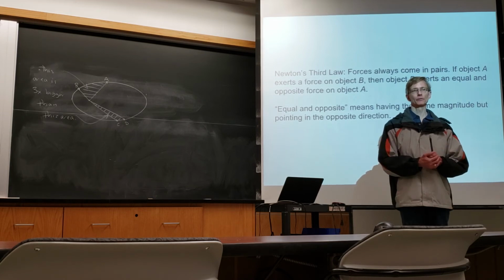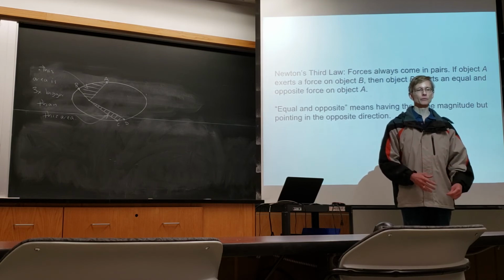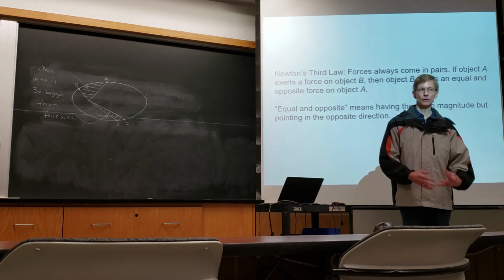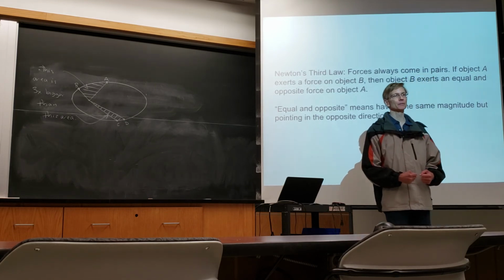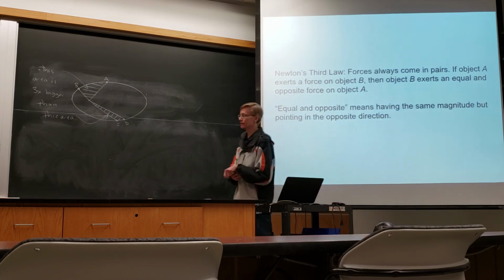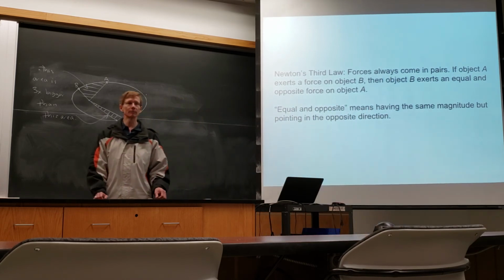So gravity always pulls. With Newton's third law, pairs of forces are always the same kind of force. So Earth's gravity pulls down on me. My gravity pulls up on Earth. How do those forces compare? Equal and opposite. I'm pulling up on Earth just as hard as Earth is pulling down on me.